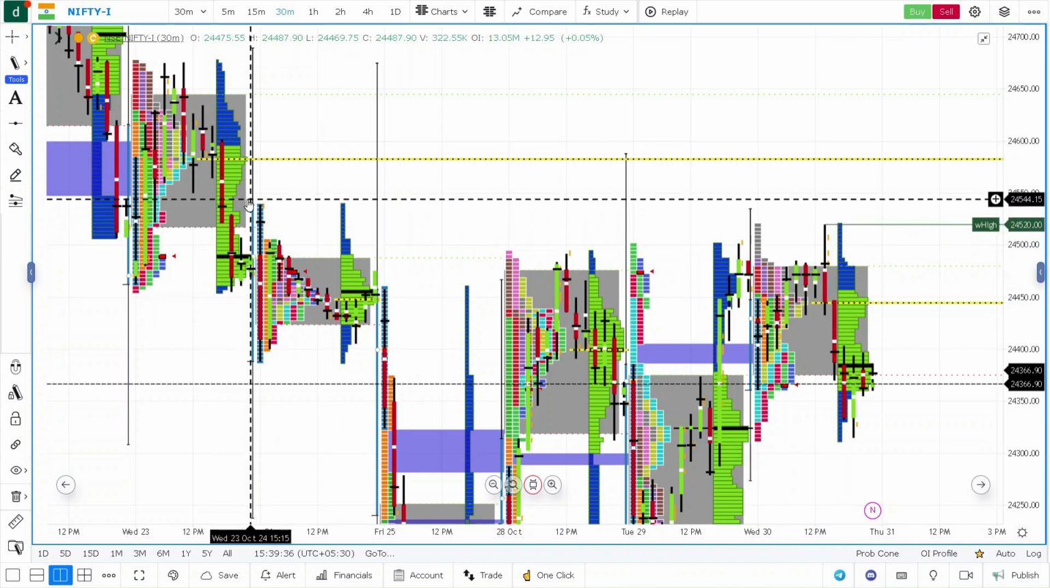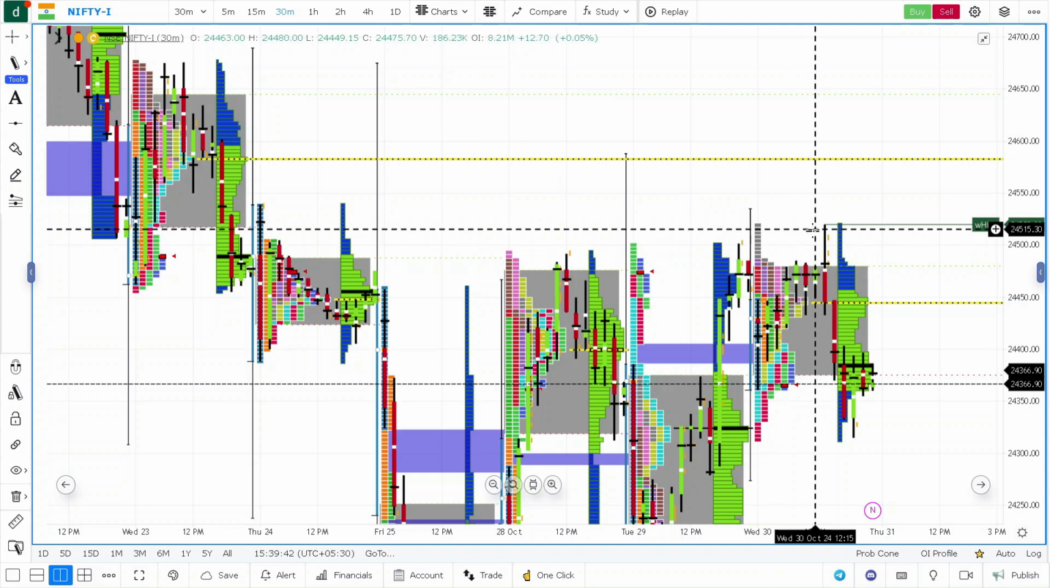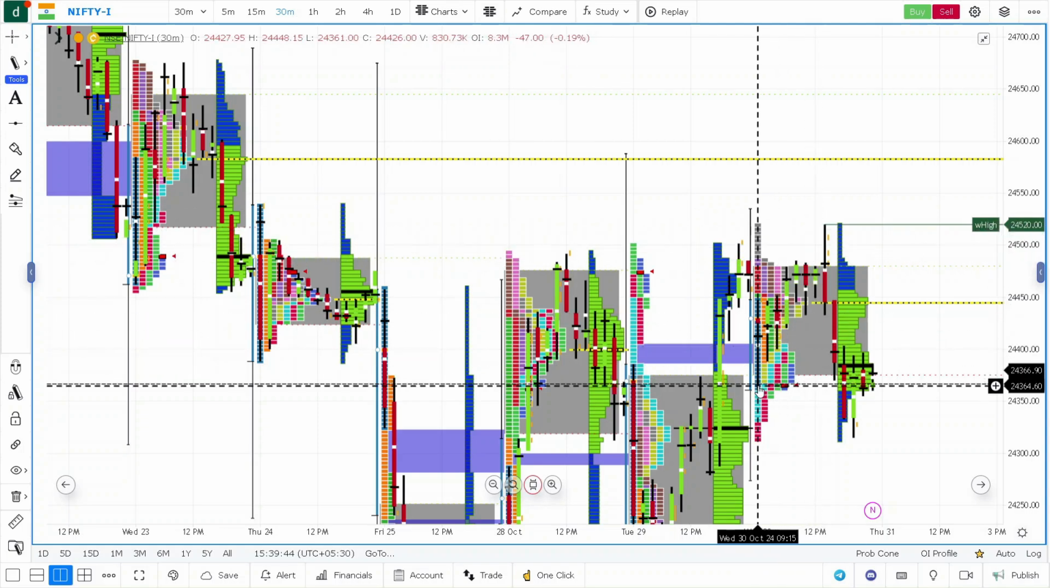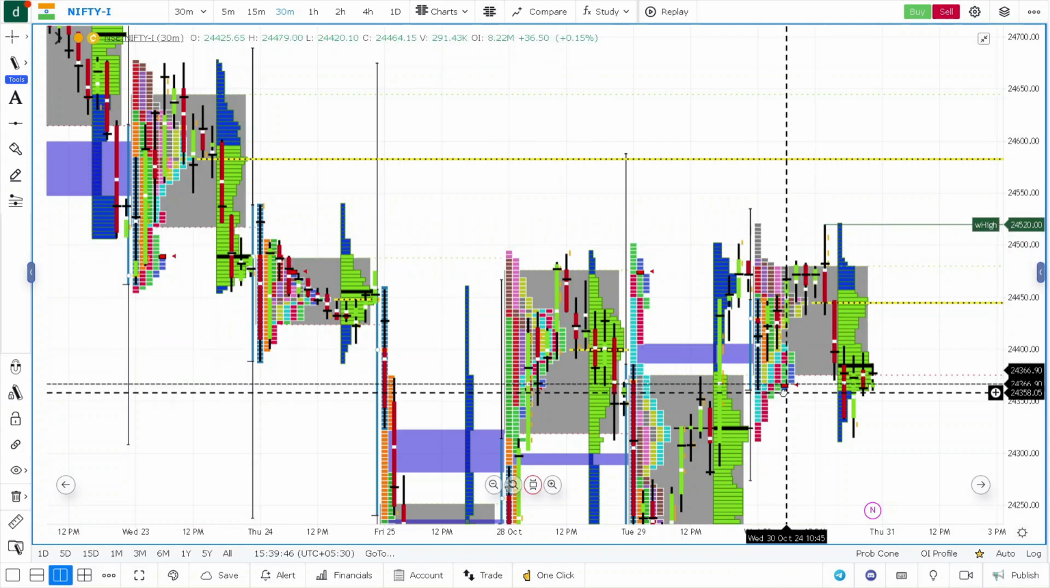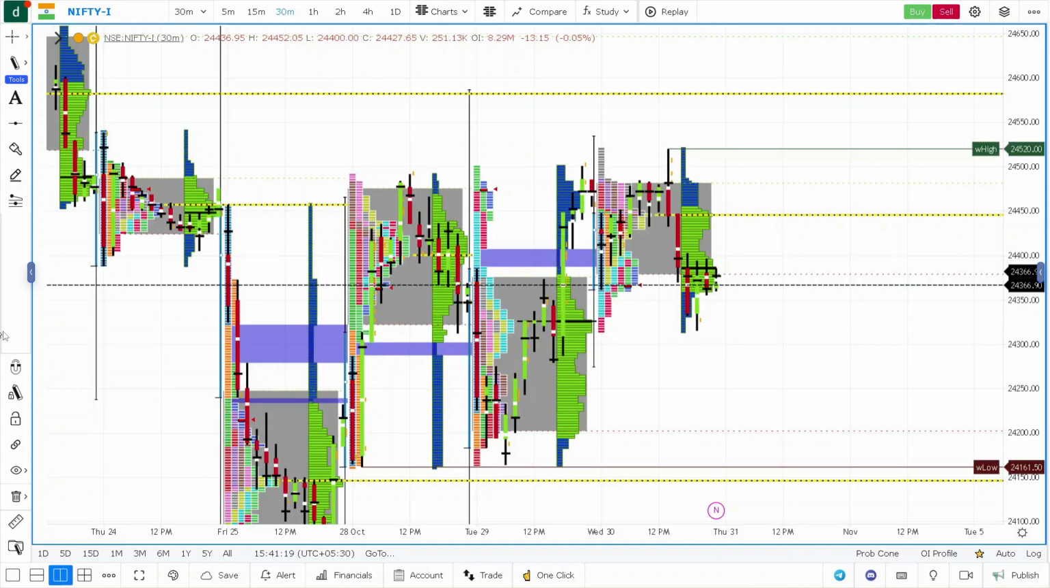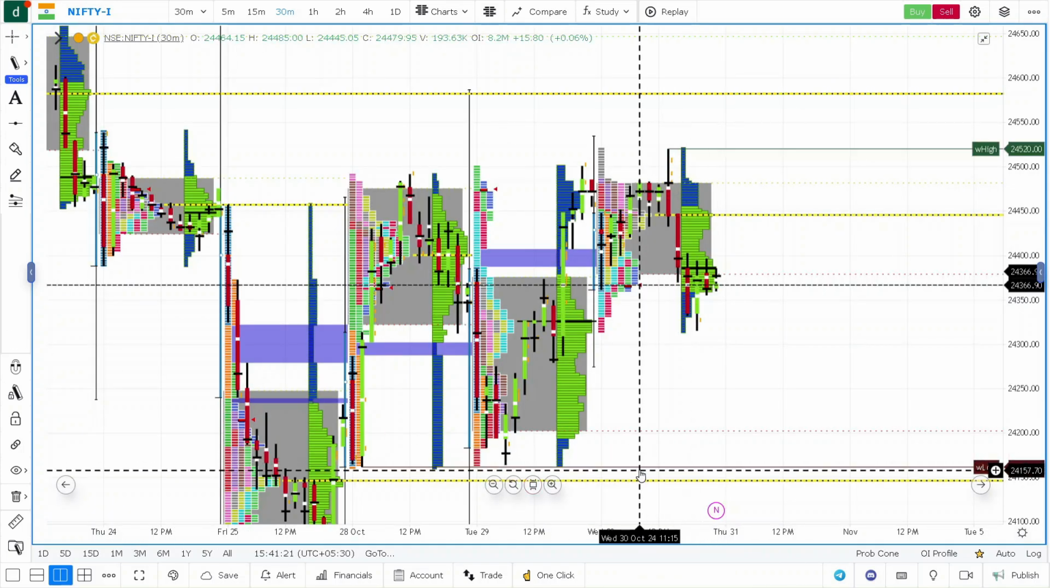Whatever the selling tail was there last Wednesday acted as very good resistance, and all the way prices came down, breaking the day's low. Now for tomorrow, what you should be looking at, as I was pointing out, is that the low itself is a weak low.